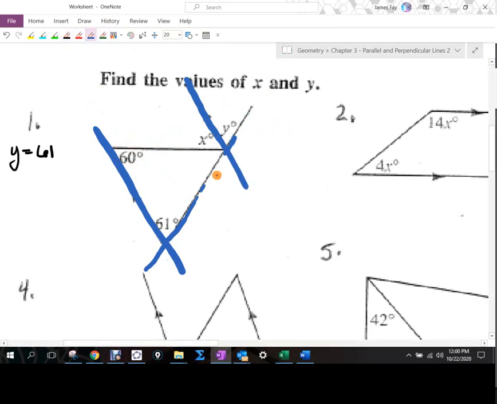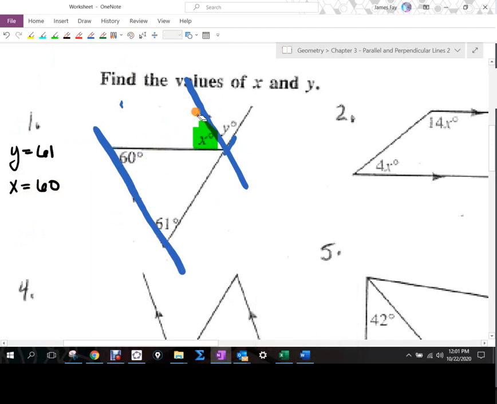Okay, one of them, I think, probably the most obvious one, is to look at that transversal there. What is that angle there in comparison to that angle there? Alternate interior. So the alternate interior angles are what to one another? Congruent.